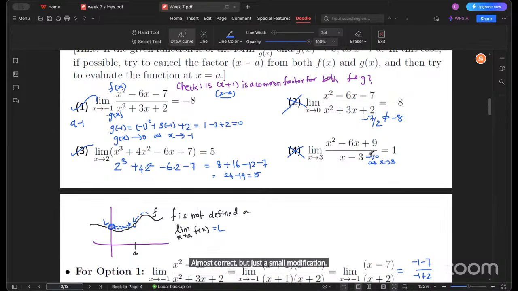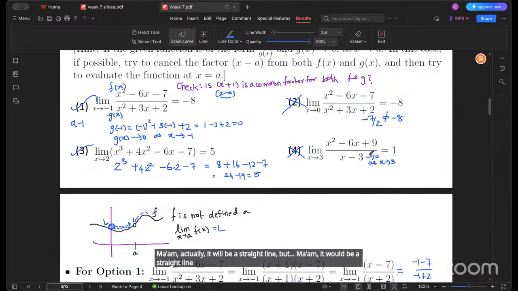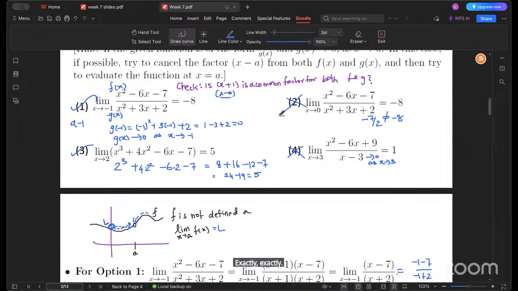Ma'am, it would be a straight line, but at the point x is equal to 3, there would be a kind of a hole, a break. Yes, exactly. That is the scenario happening here.